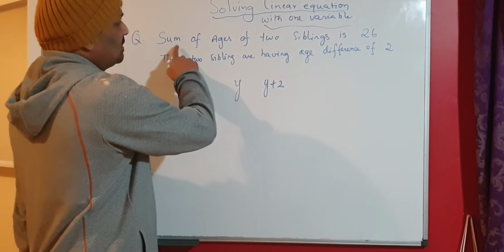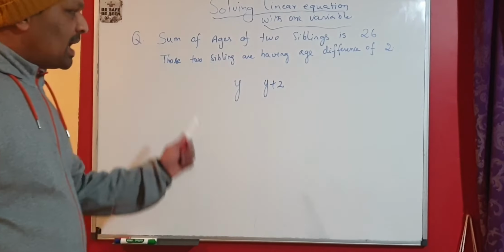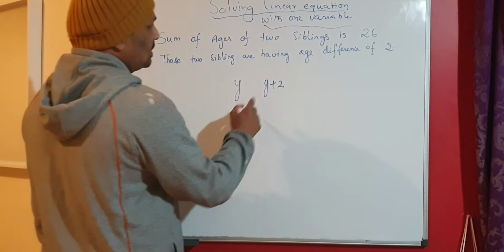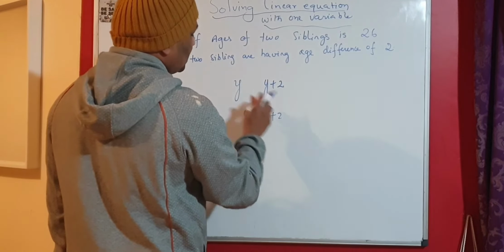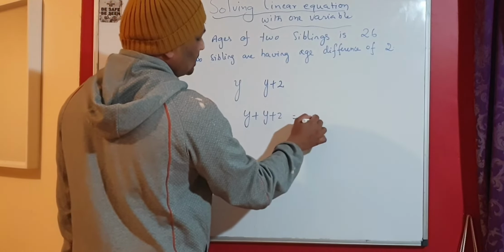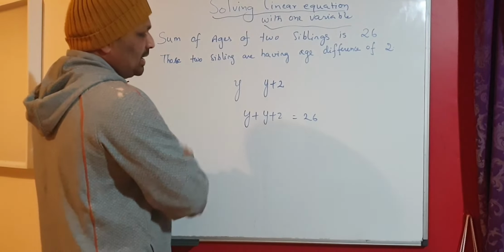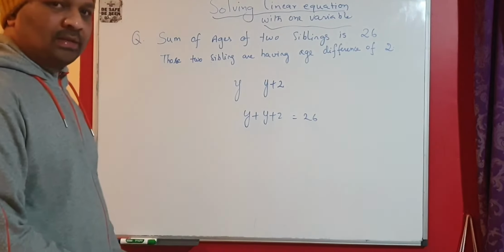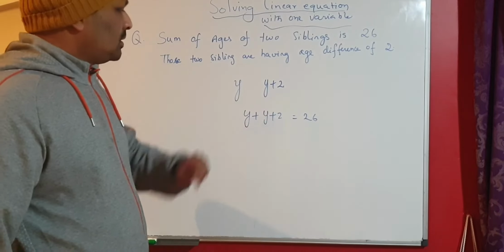So this is the age of the younger one, this is the age of the elder one. So what is the condition? The first condition, sum of ages of two siblings is 26. So when you add these two, y plus y plus 2, is equal to 26. So we produce a linear equation that is having one variable and the power of that variable is 1. Now we can solve that.